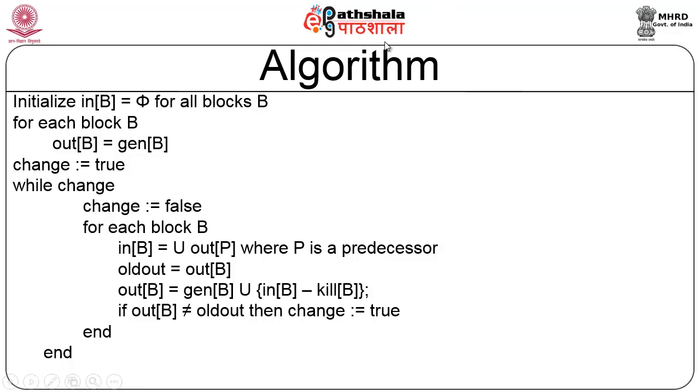So this algorithm is very simple, and it is the basis for the other two algorithms which we will be discussing in this module. Initially you assume out of B is equal to gen of B, and then you use a flag variable to iterate. You compute in of B as the union of out of all the predecessor blocks, compute your new out based on this in, and check whether the new out and the old out are the same. If it is the same, you continue for the next block, and you come out of the while loop. If it is not the same, you set the flag variable to true.